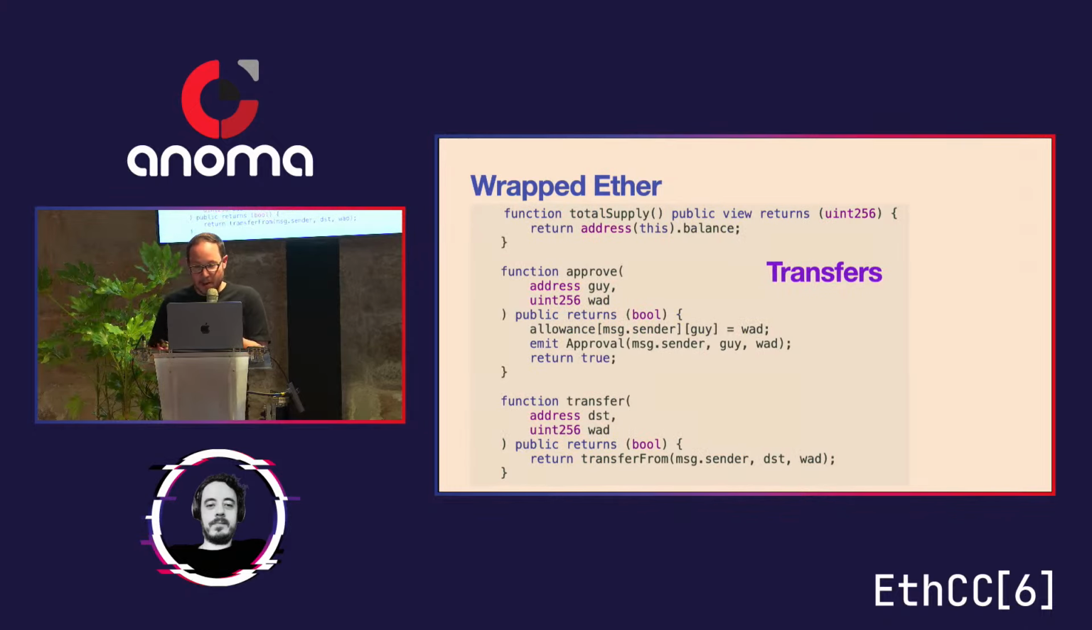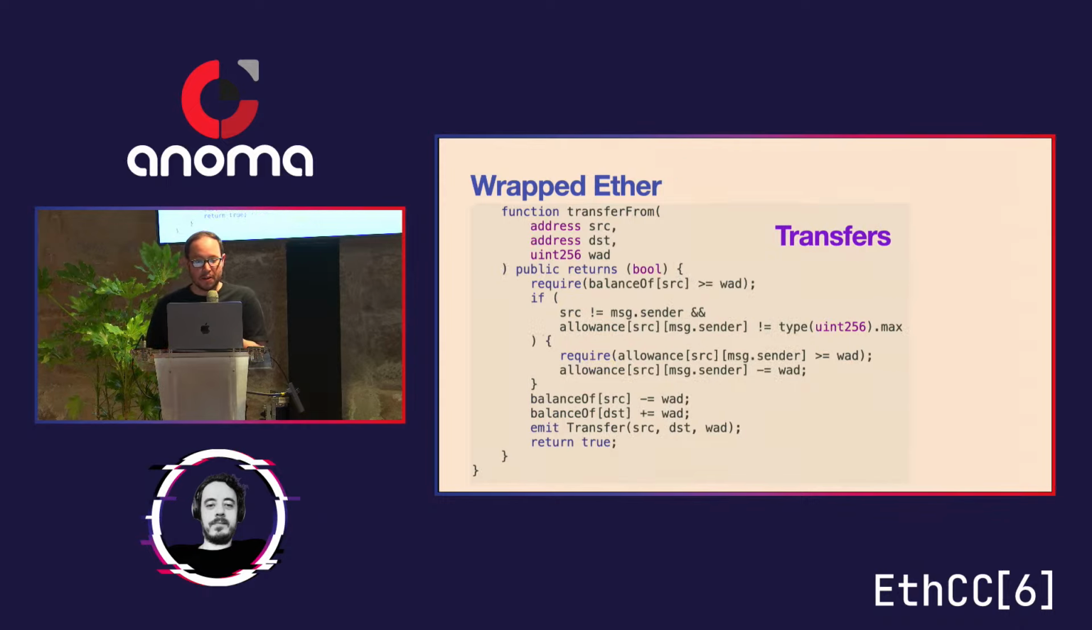Finally, we've got total supply. We've got transfer stuff, approve, transfer from. All the details of this are not super important. The point here is that it's like a pretty simple 50-line contract.